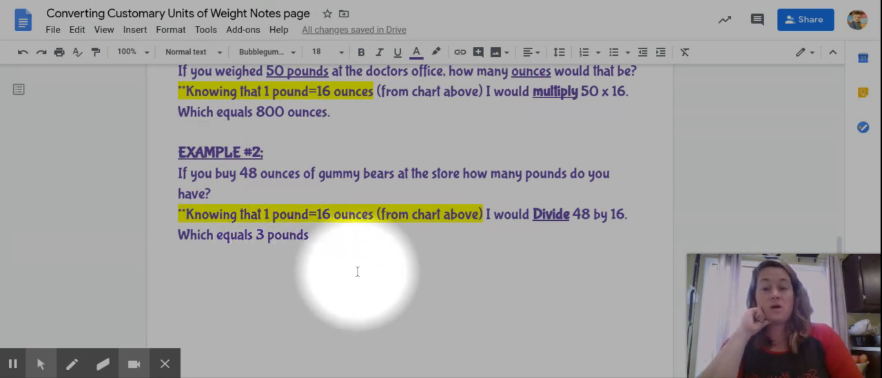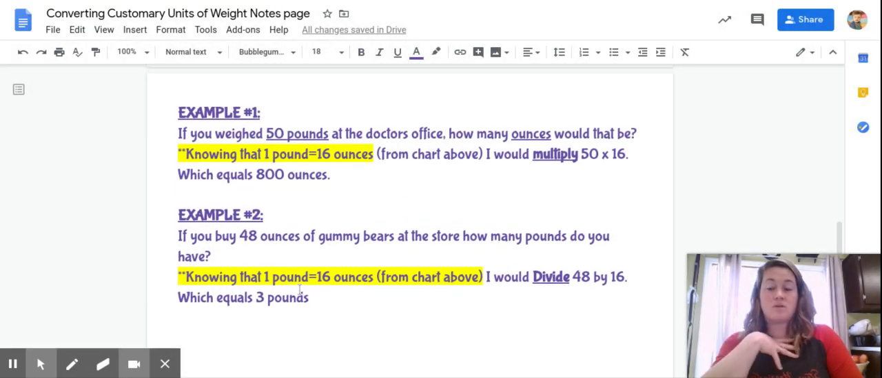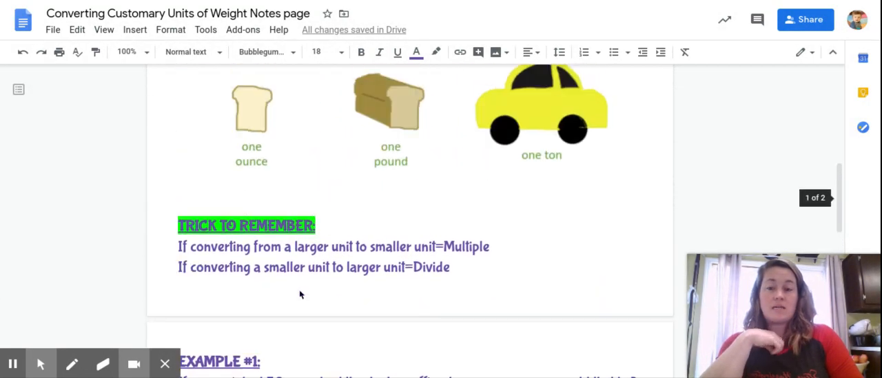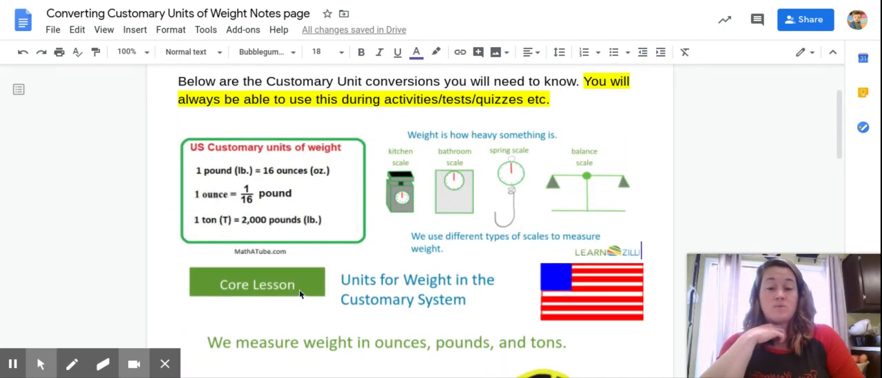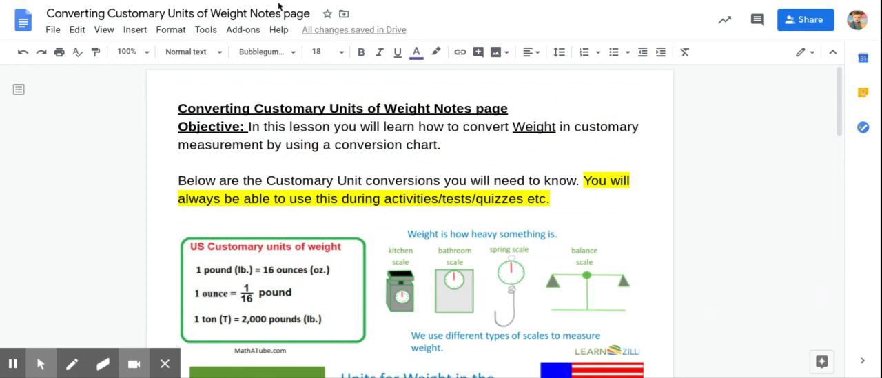So I hope this helps you understand converting weight. I personally think weight is a little easier than length, like we did last week. So again, your activity for today is going to be completing a Google form, just like we did last time, on our notes.